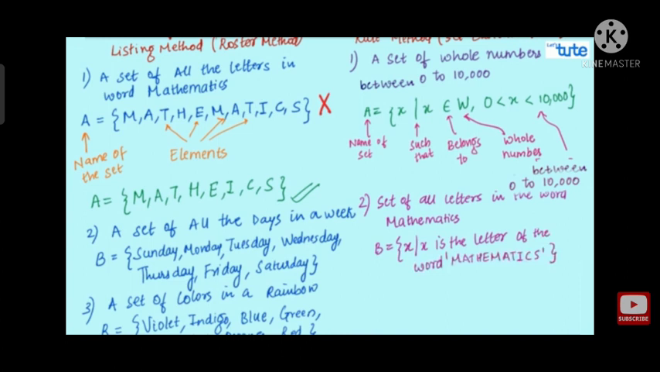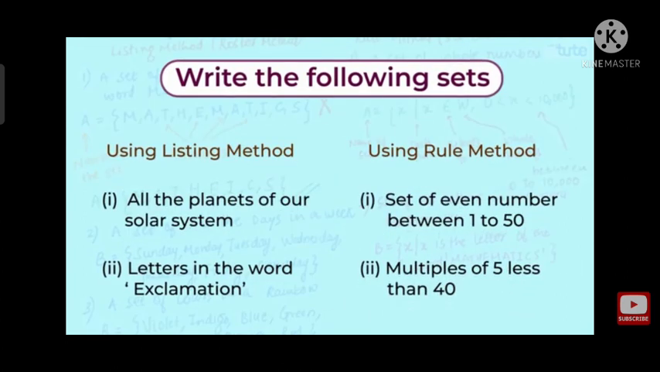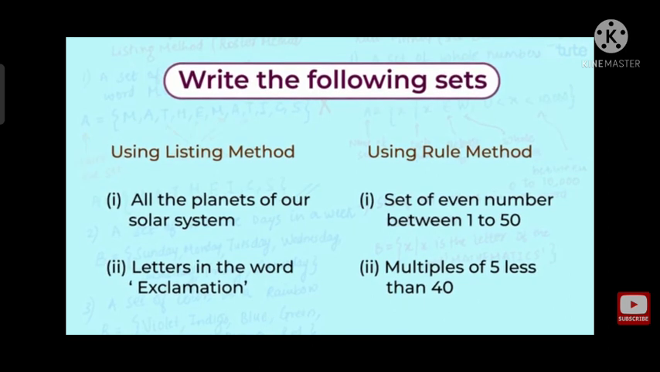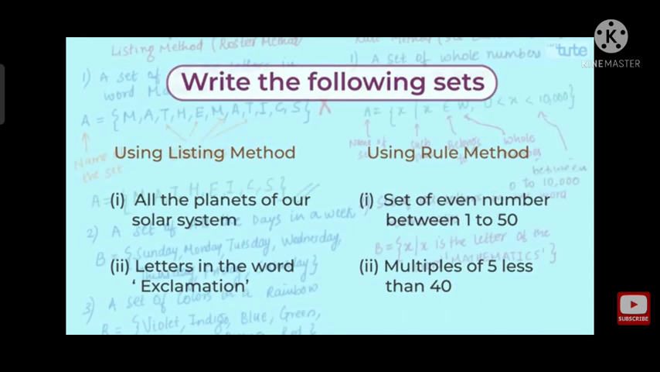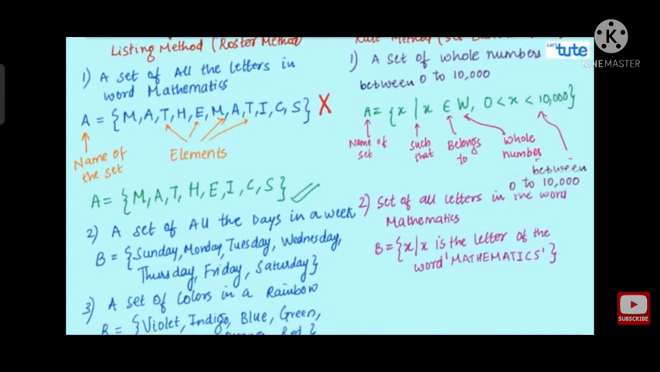Every set can be represented in the set builder form. Try a few of these sets in the form of the listing as well as the set builder method. Now, why is this method known as a rule method?